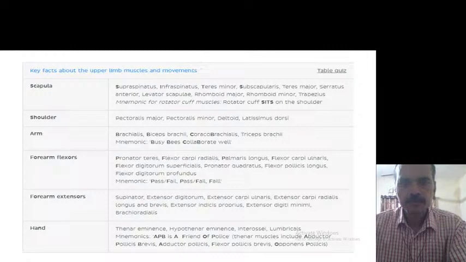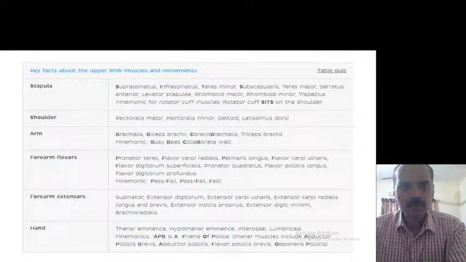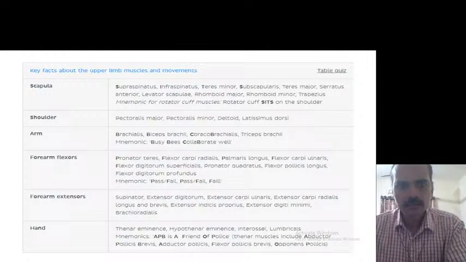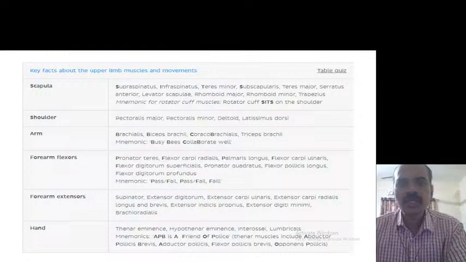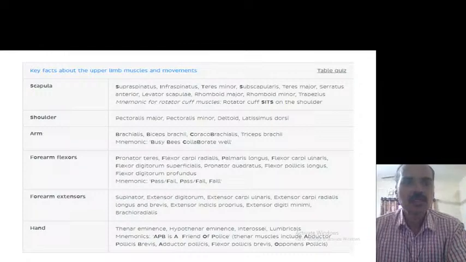You can see one table. This table recapitulates all the muscles around the scapula, shoulder, arm, and, you can say, forearm. Forearm again I had divided into a flexor compartment and extensor compartment, and the muscles of the hand which we had completed just now.